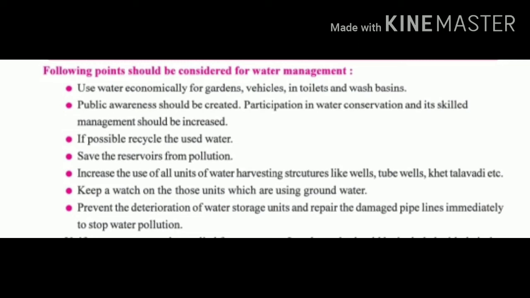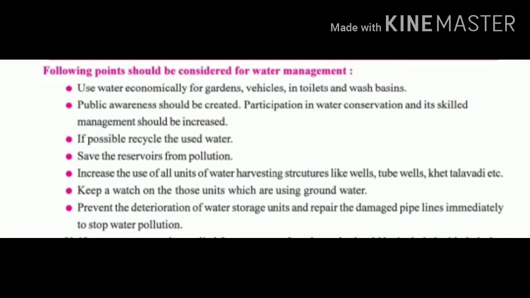The following points should be considered for water management. Use water economically for gardens, vehicles, in toilets and wash basins. Public awareness should be created. Participation in water conservation and skill management should be increased. If possible, recycle the used water. Save the reservoirs from pollution. Increase the use of all units of water harvesting structures like wells, tube wells, khet talawdi, etc.